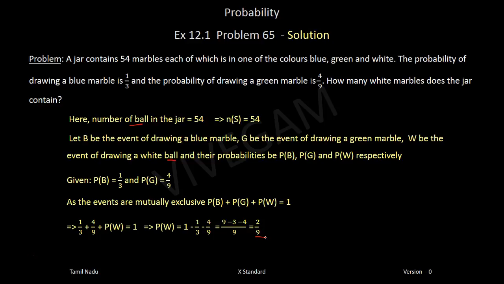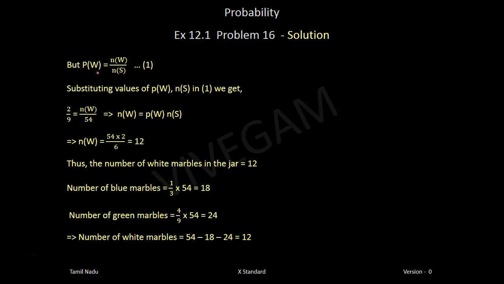But by definition, what is probability of getting a white marble? P of white marble is equal to N of W, which is number of white marbles, divided by total number of marbles. So we substitute these values. P of W, we just calculated it to be 2 by 9. N of W, we don't know, we need to calculate. N of S, total marbles, is 54. So N of W will be 2 by 9 into 54. This is a formula: N of white marble equals probability of getting a white marble into total number of marbles.